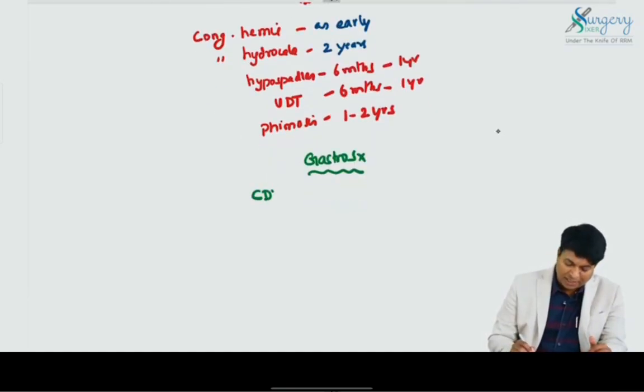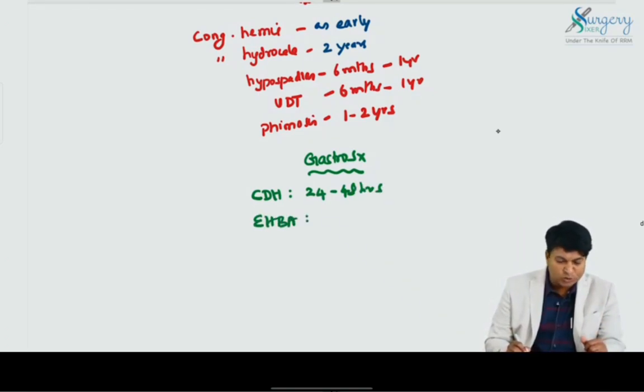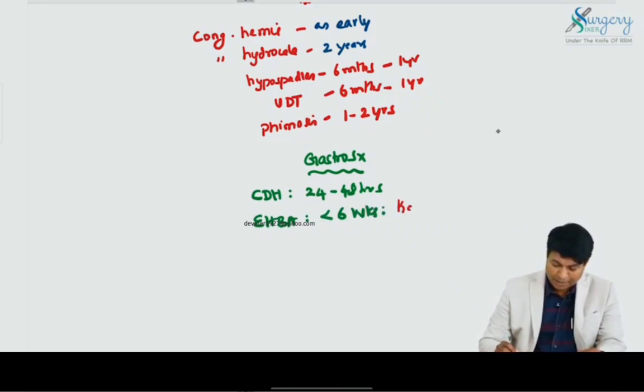Congenital diaphragmatic hernia: 24 to 48 hours, you have to delay. After 48 hours, usually we operate in the honeymoon period. Extrahepatic biliary atresia should be operated before 6 weeks. What is the operation done for extrahepatic biliary atresia? Kasai procedure.